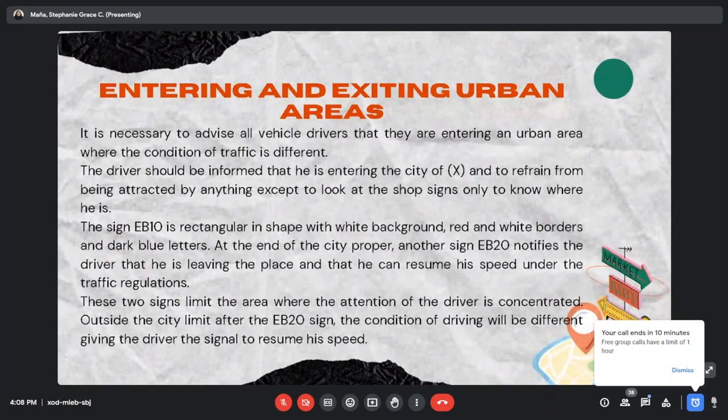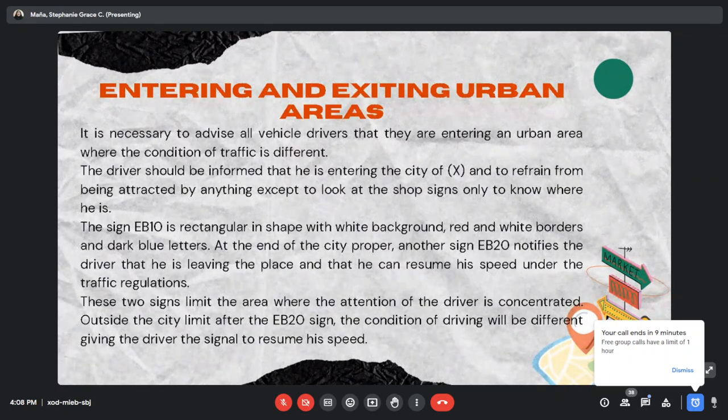So the sign EB10 is rectangular in shape with white background, red and white borders, and dark blue letters. At the end of the city proper, another sign EB20 notifies the driver that he is leaving the place and that he can resume his speed under the traffic regulations.